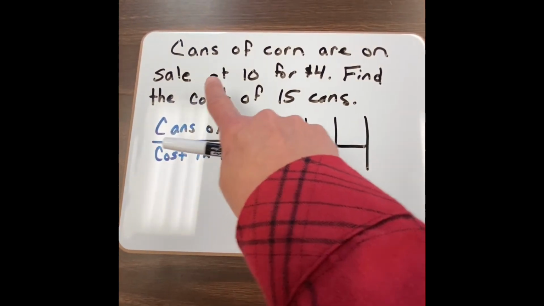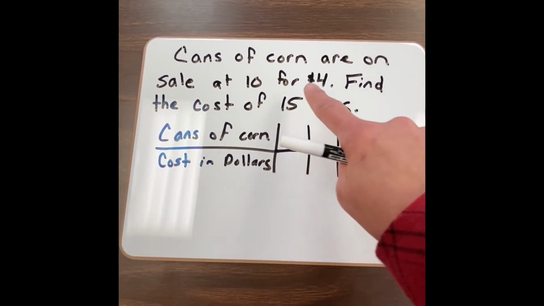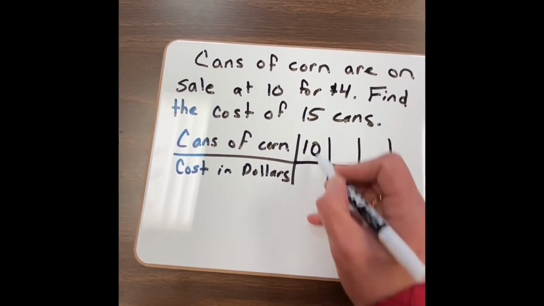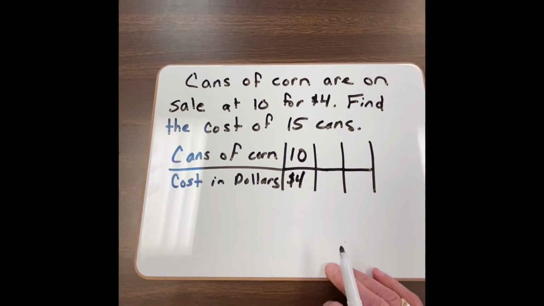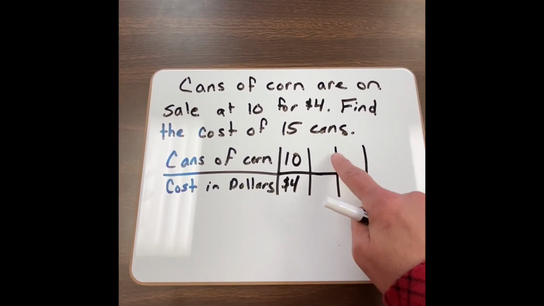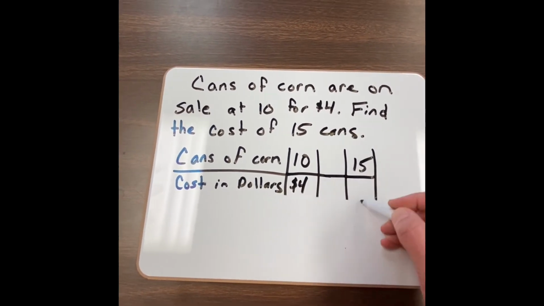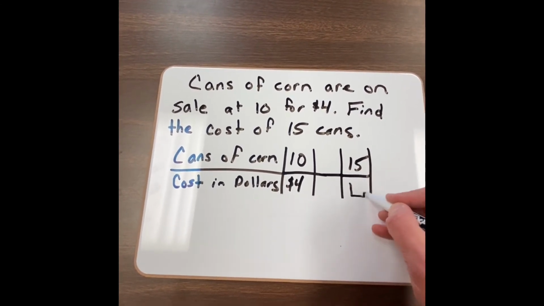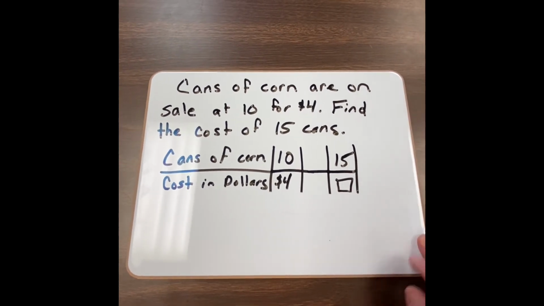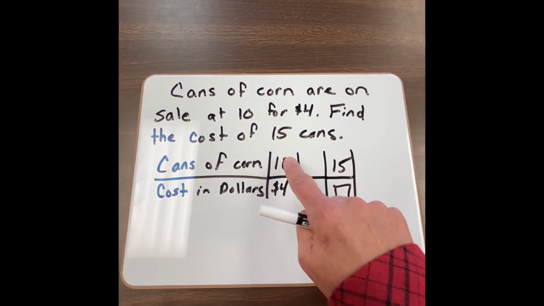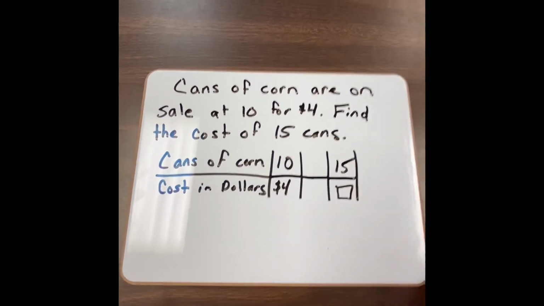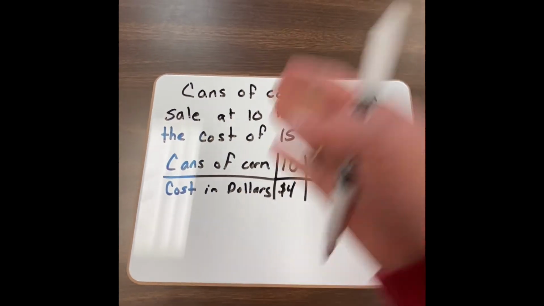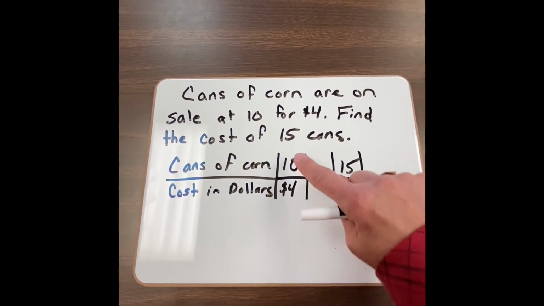Okay, let's look at it. Cans of corn are on sale at 10 for $4. So we're going to buy 10 cans of corn for $4. Now, find the cost of 15 cans. Well, we're going to put 15 up here, and this right here is what we're trying to get the answer to. Well, same here. You can't do anything to 10 to get to 15. You can't multiply it by anything to get to 15. You can't divide it by anything to get to 15. So we have a 10 and a 4.